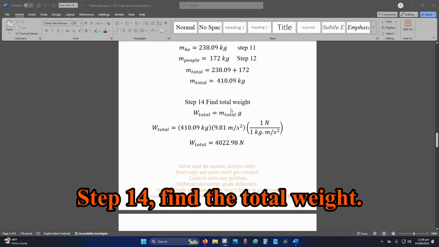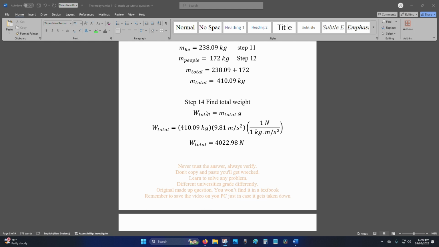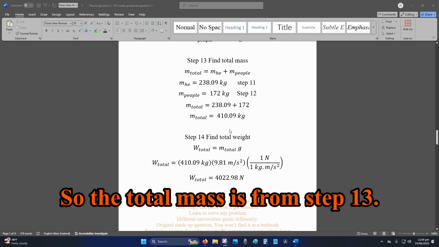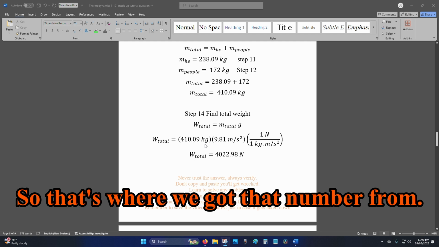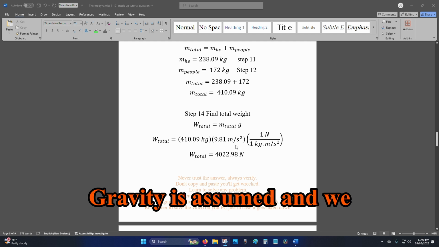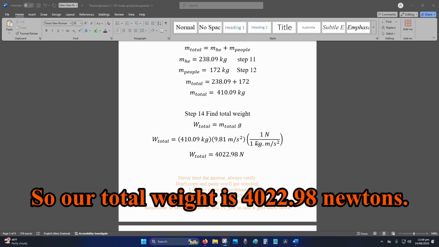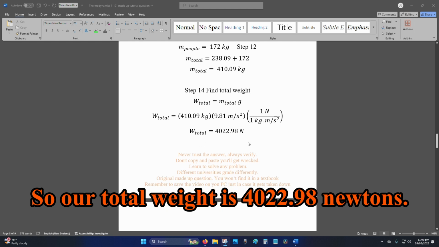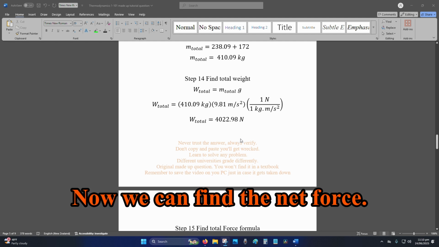Step 14, find the total weight. Multiply by gravity with the total mass. So the total mass is from step 13. So that's where we got that number from. Gravity is assumed, and we have a conversion factor to convert it to newtons. So our total weight is 4,022.98 newtons. Great.